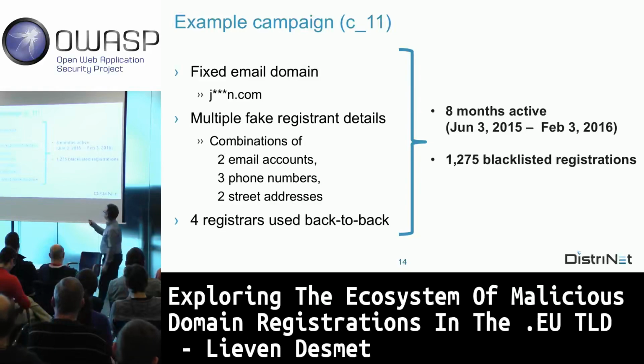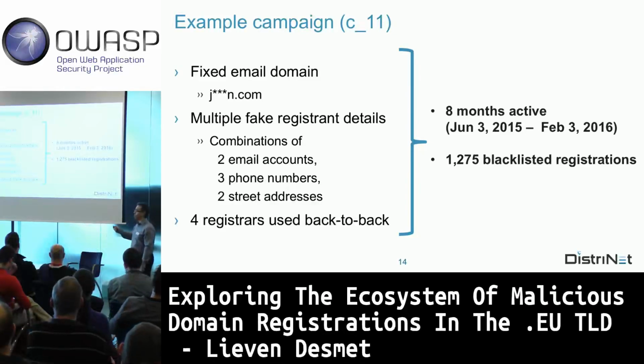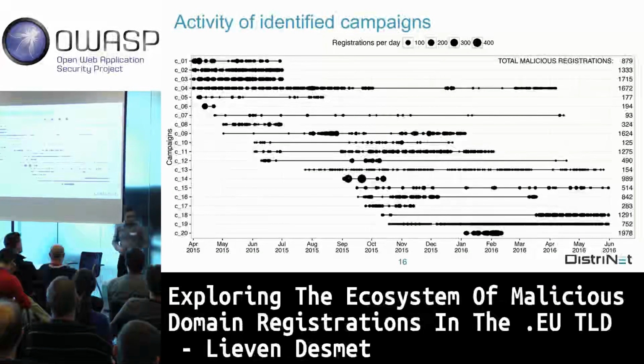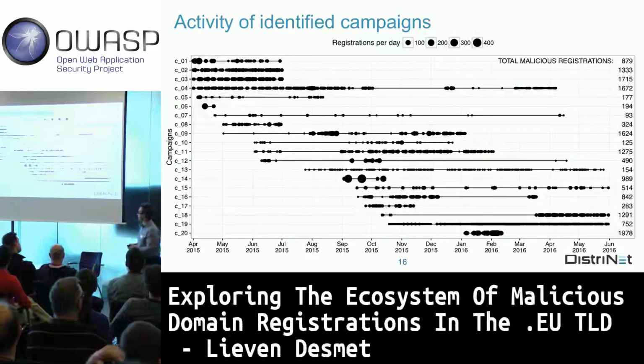So you see already quite a lot of registrations for one particular campaign. So we actually assume that this is all from one actor. If you're looking a little bit more at the different campaigns, this is the overview that sketches a highlight of what we investigated. So we have the full period of 14 months here.